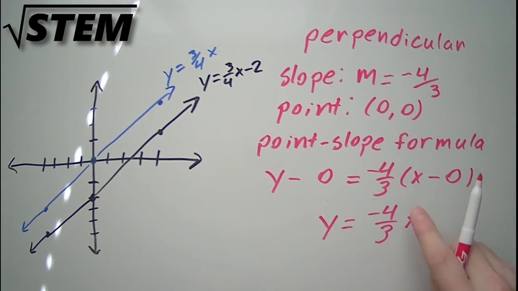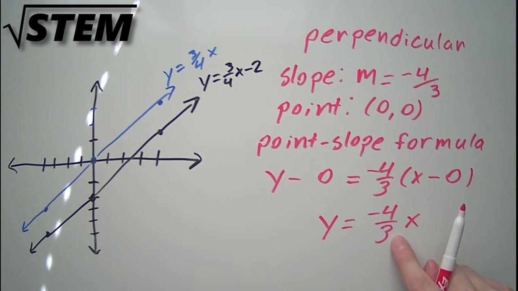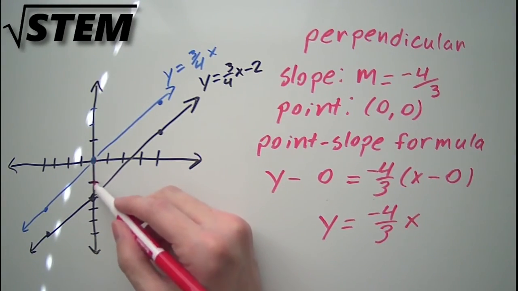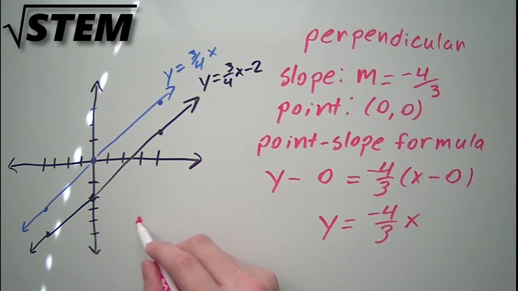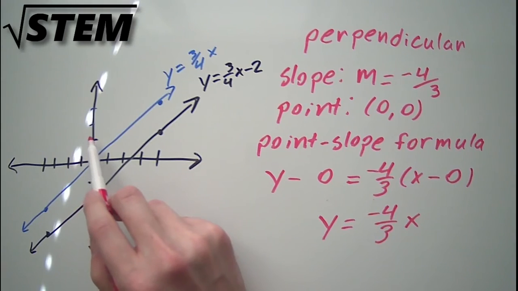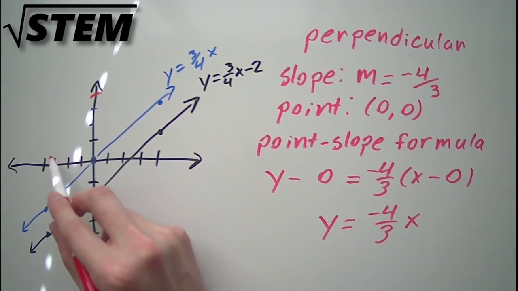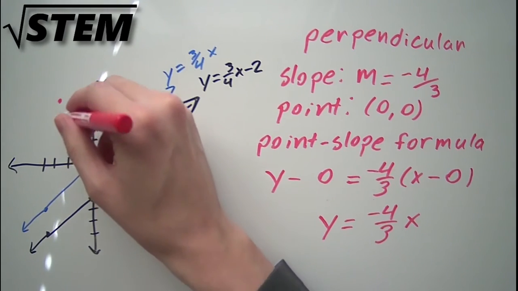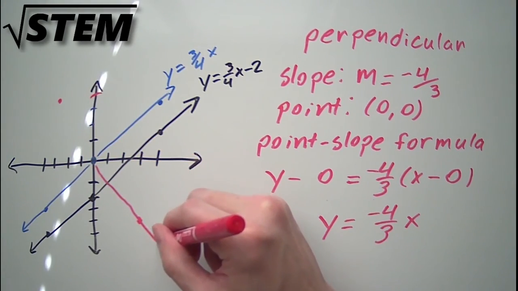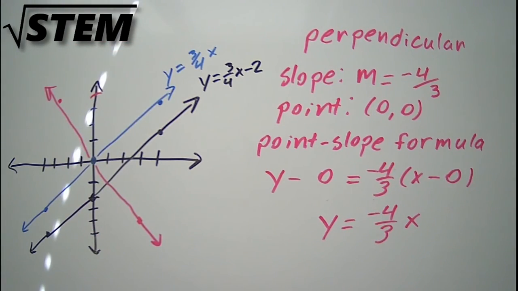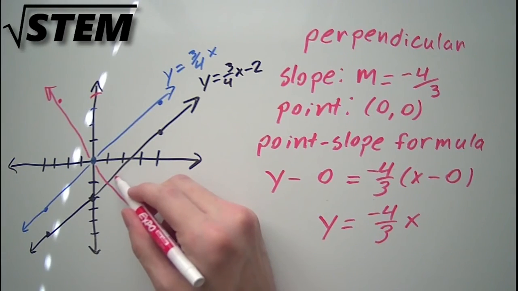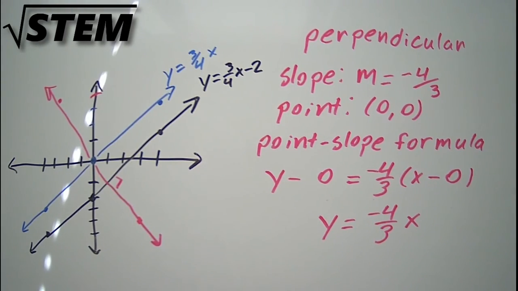And in this case, we'll go down 4 steps and over 3. So down 1, 2, 3, 4, over 1, 2, 3. There will be 1 point on our line. In the other direction, we'll go up 1, 2, 3, 4, and over 3. There's another point. We can connect these. And there is our perpendicular line. Notice that it makes a 90-degree angle with our other lines, which is the definition of perpendicular.